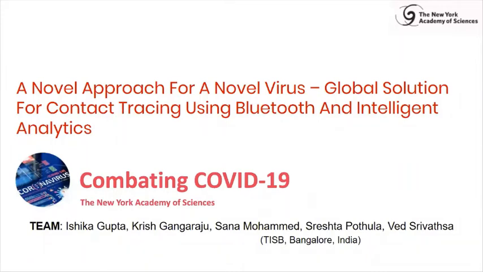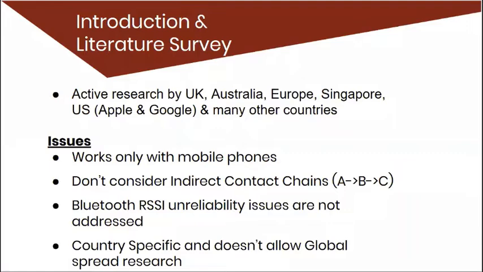This is a short video we put together for combating COVID-19. Contact tracing is a very active research area. UK, Australia, Europe, Singapore, Apple and Google have all come up with their own solutions, but they all have common issues. They only work with mobile phones, the indirect chain is not considered, and Bluetooth unreliability is not addressed.